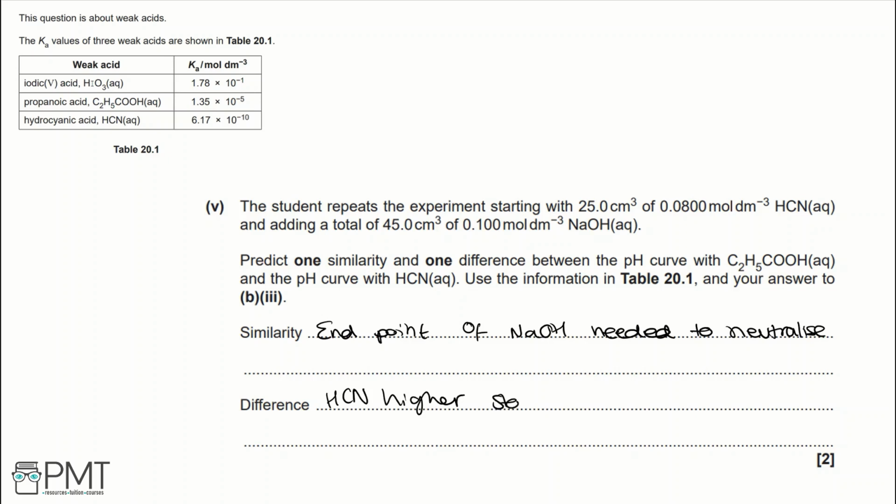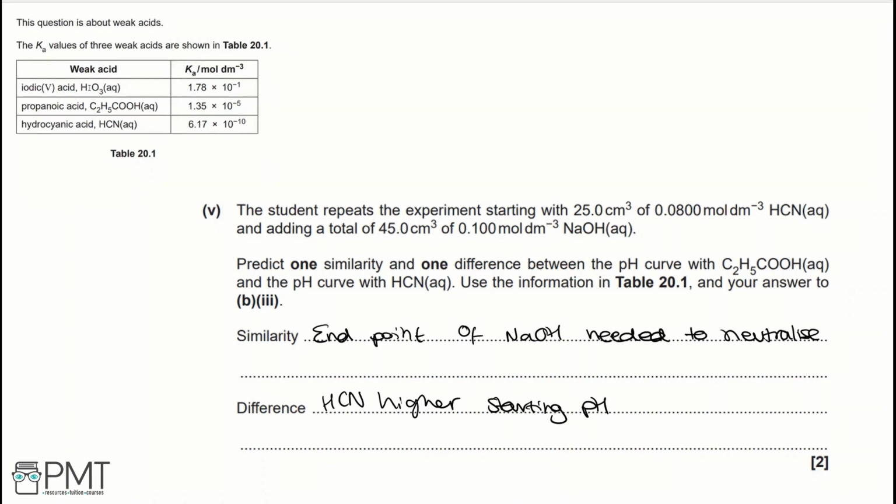To get the 2 marks for this question, you get a mark for your similarity and a mark for your difference. The reason that the end point of NaOH needed to neutralise is the similarity in this case is because of the volume and concentration of NaOH needed being the same and the volume and concentration of HCN being the same. That's why the end point of NaOH needed to neutralise the HCN is the same.